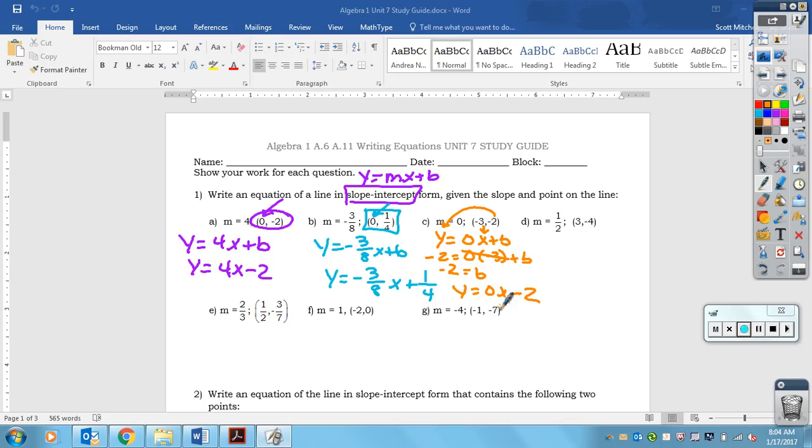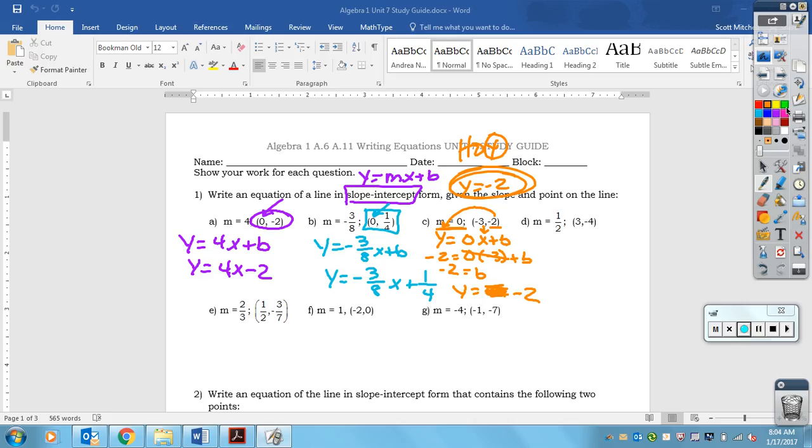Of course, 0 times x we would not write. If you were to write this as your answer, it would be incorrect. This needs to go away. It's y equals negative 2 as my answer. Now, I should have known that because if the slope is 0, that means it is a horizontal line. Because the slope is 0, a horizontal line means y equals a constant, and the y was negative 2, so y equals negative 2. In either event, the equation is y equals negative 2.